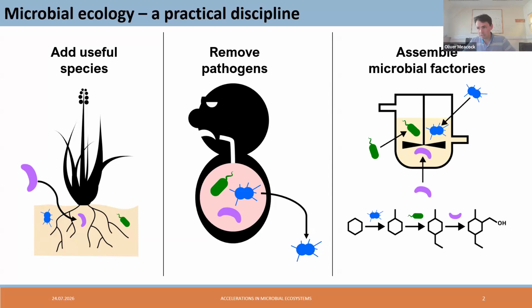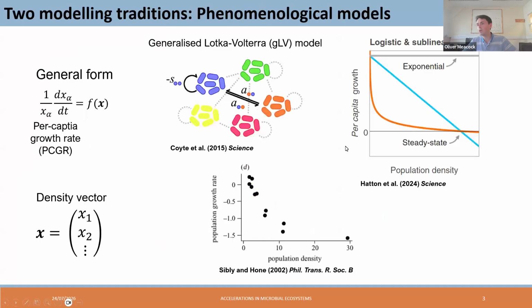So given that these are ecological questions, it's natural that we as microbial ecologists should have turned to classical ecological theories in order to explore these problems. So there's two big kinds of threads of thought that have been brought to bear on this problem. The first of these frameworks is what I'll call the phenomenological framework. So that is where we have systems of this structure, where we represent per capita growth rates as some function of the population densities. And these are just represented in this vector down here.